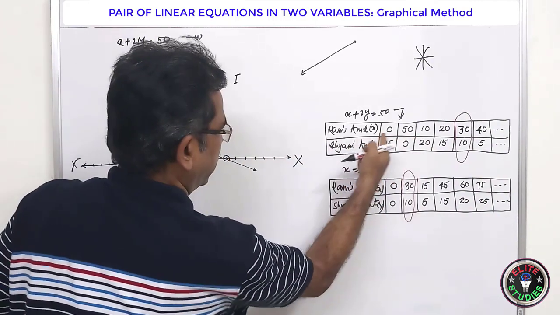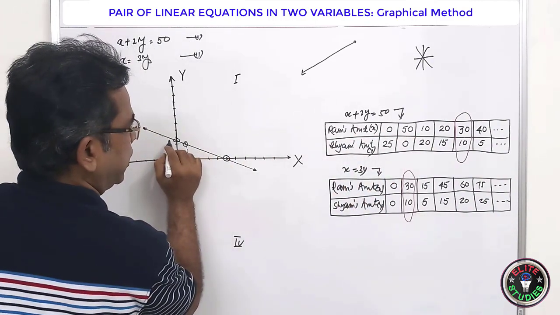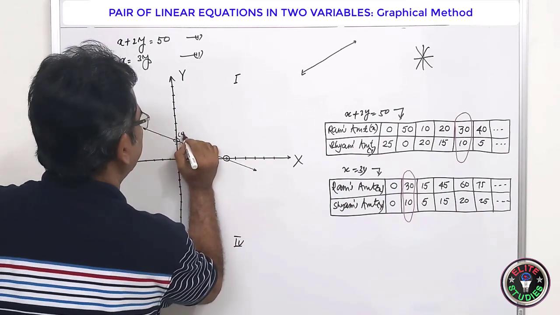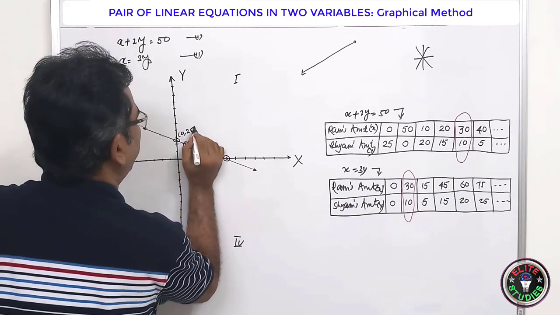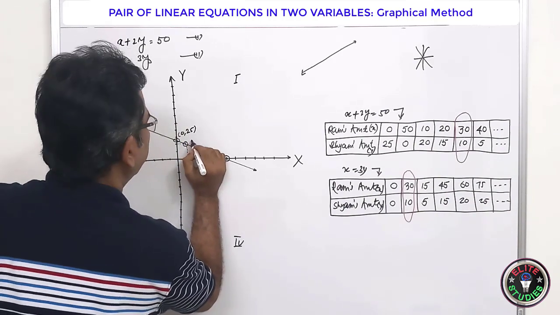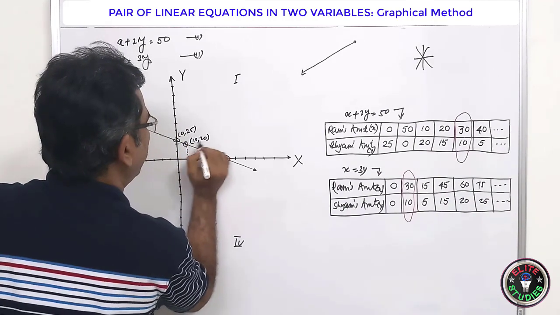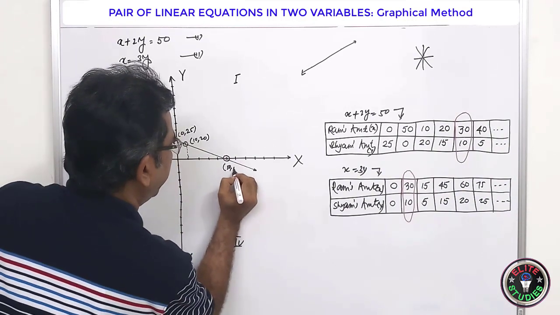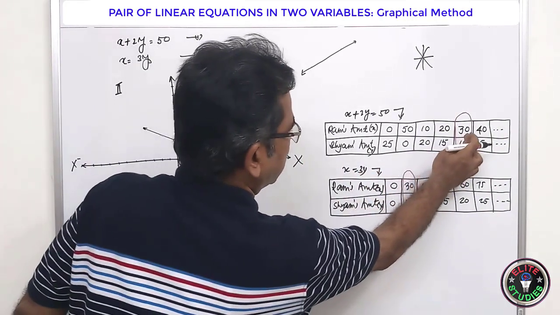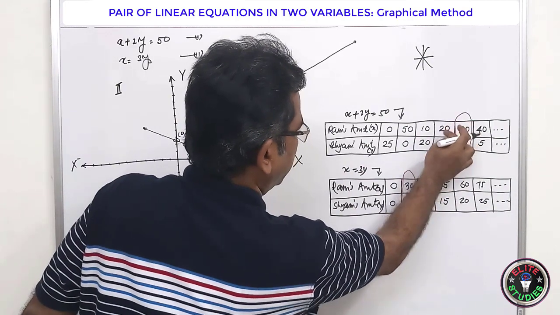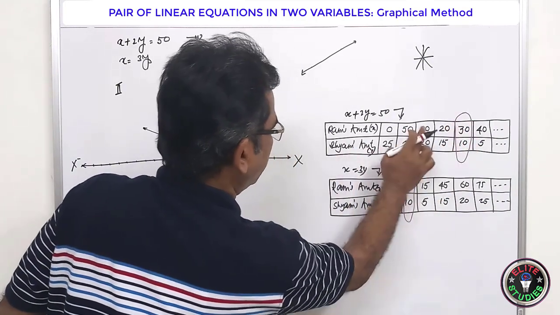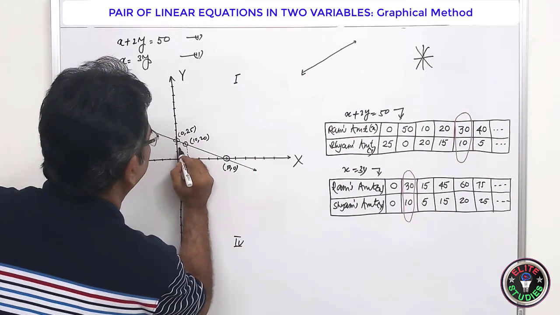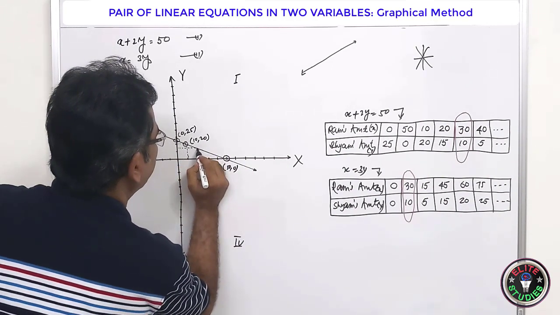This point is 0, 25, where x is 0. This point is 10, 20. And this point is x equal to 50 and y equal to 0. Let's take another point, suppose 20 and 15. Ram's amount is 20 and Sam's amount is 15. You see, 15 will be here. It is coming, roughly, on the line.